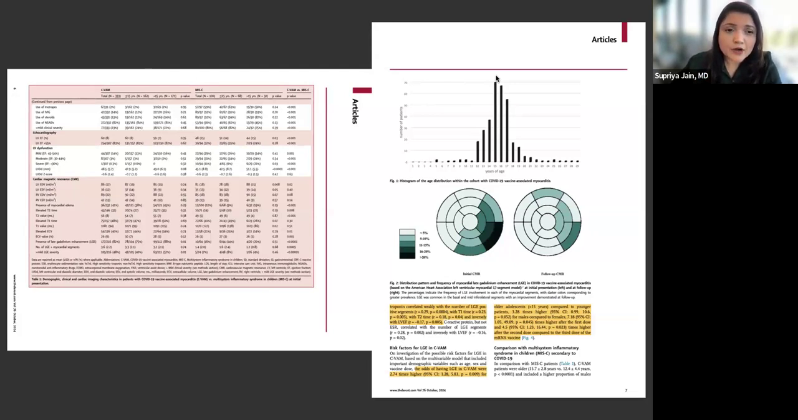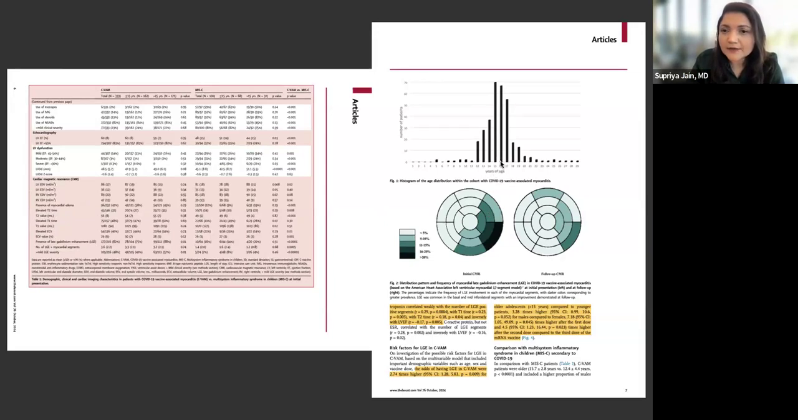But in the MRI findings, the prevalence of LGE was way higher. It was 82% in the CVAM group compared to 16% in the MISC group. And in terms of LGE severity and the number of LGE segments involved, it was higher in the CVAM group compared to the MISC group.